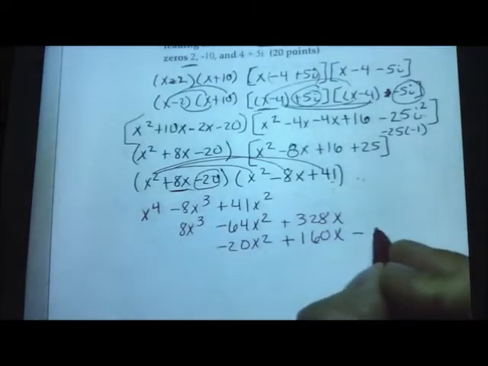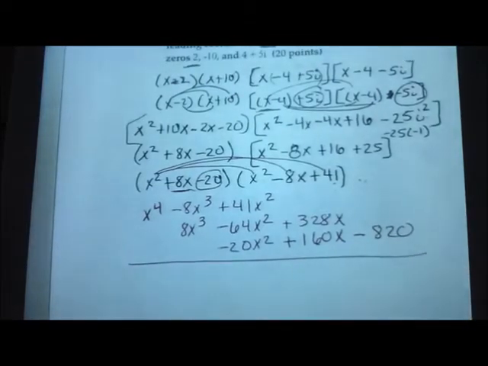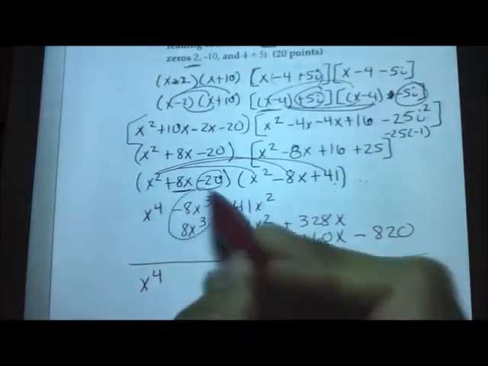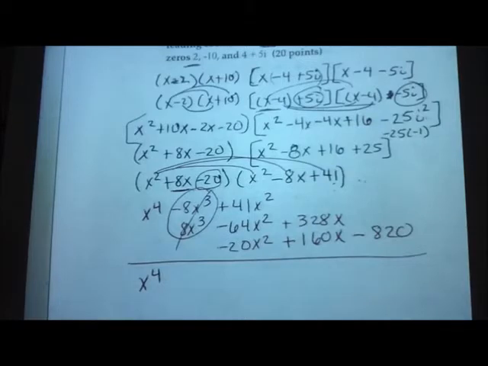Negative 820. 820 is correct. So then we kind of work with it. Does the x to the fourth combine with anything? No, that's it. What happens with these two? They cancel. So what is 41 minus 64 minus 20?